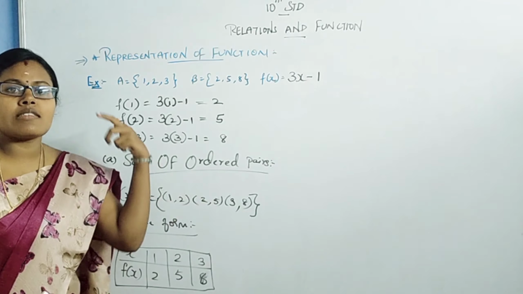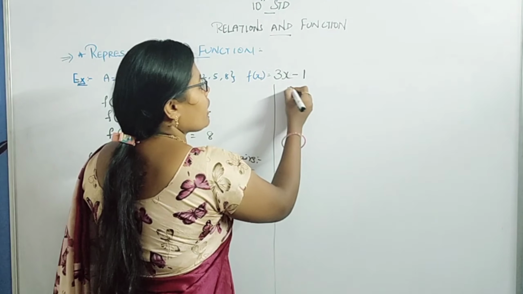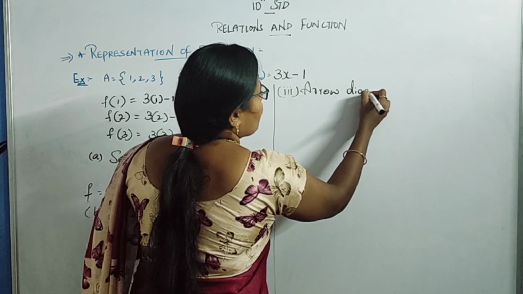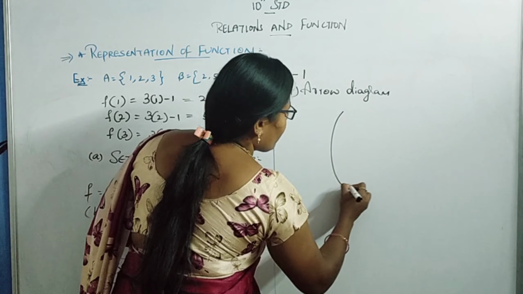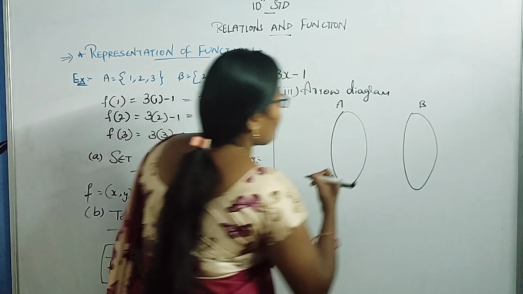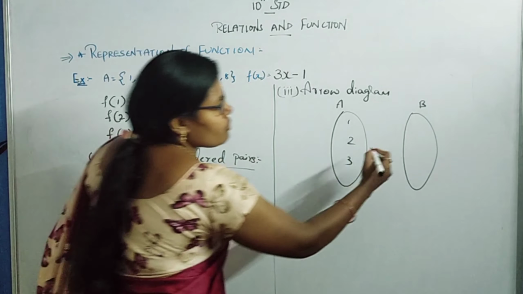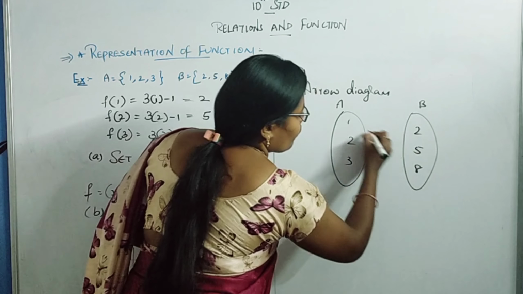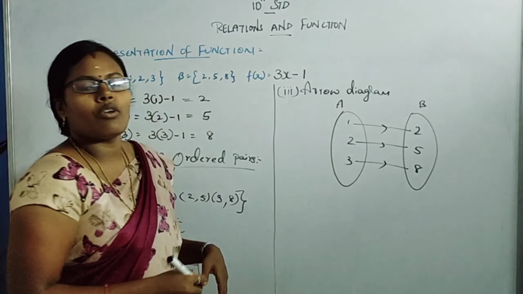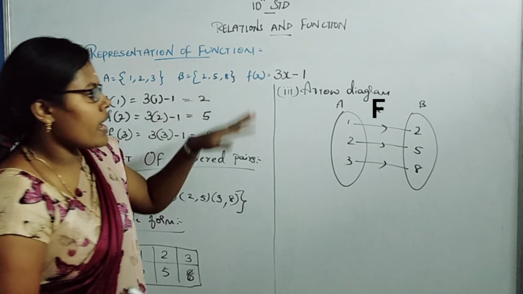Okay. So now we'll see arrow diagram. So how will we represent the arrow diagram? First, all your A values and all the B values will be represented here. So what are the A values here? 1, 2 and 3. So what are the B values? 2, 5 and 8. So you will show the arrows. So this is how you'll draw an arrow diagram for these A and B. Okay. So next we'll see graph.